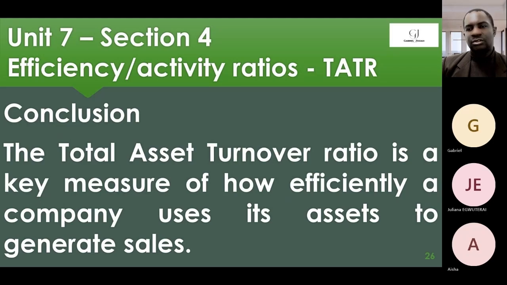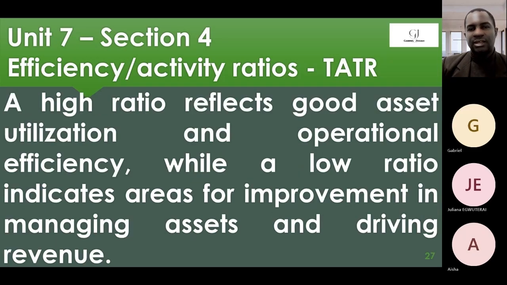So in conclusion, the total asset turnover ratio is a key measure of how efficiently the company uses its assets to generate sales. A higher one reflects good asset utilization and operational efficiency, and a lower one indicates there is need for improvement.